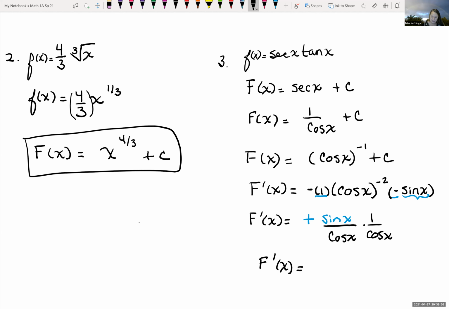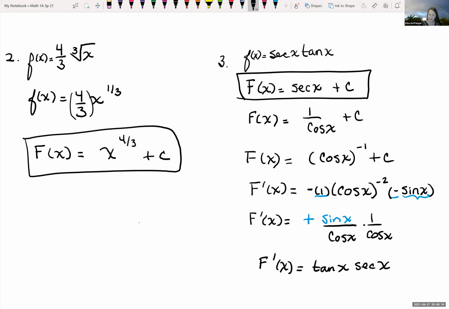Well, sine over cosine, that's tangent. And 1 over cosine is secant. Okay. So the antiderivative of secant x tan x is secant x. And I just showed it.